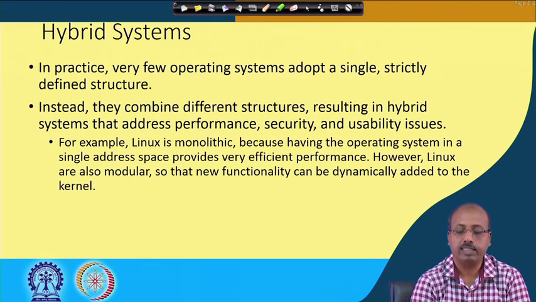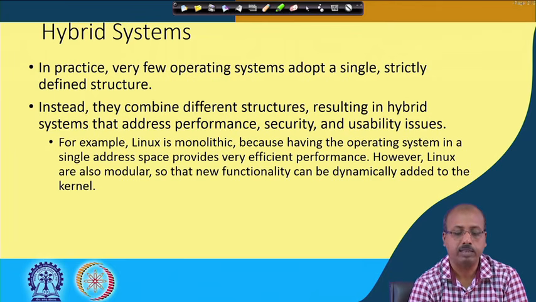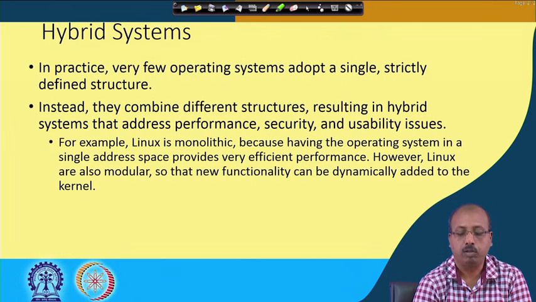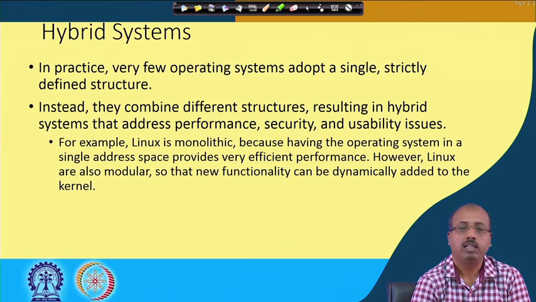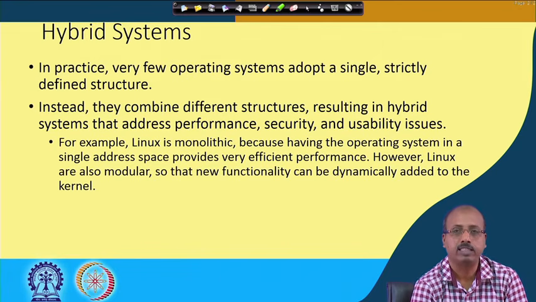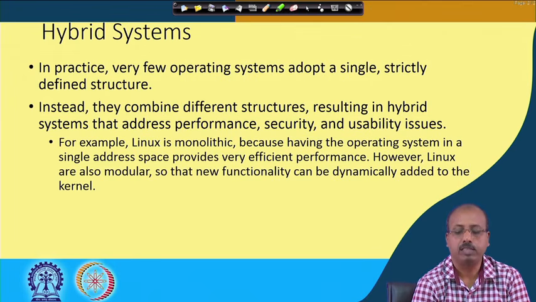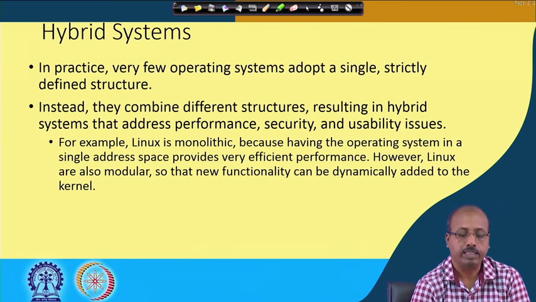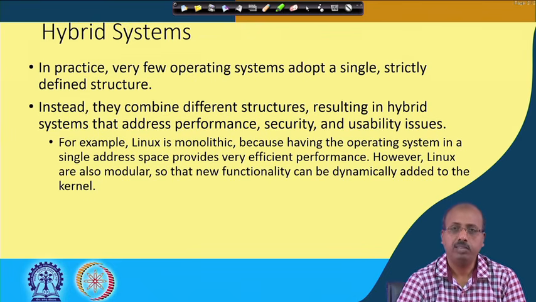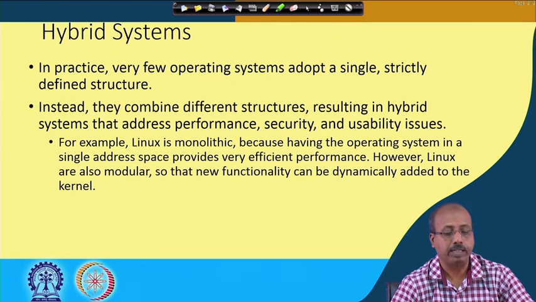For example, Linux is monolithic because having the operating system in a single address space provides very efficient performance. However, Linux is also modular, so that new functionality can be dynamically added to the kernel. You can have your own routines that act as a replacement for the standard Linux kernel routine. So, it can be customized, but at the same time Linux is monolithic because the entire operating system is a single piece put into a single address space. In this way you can find a mix of different design philosophies.